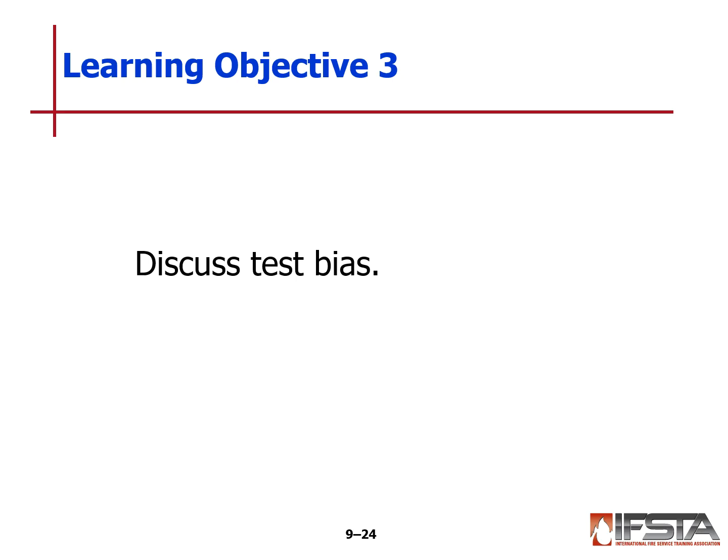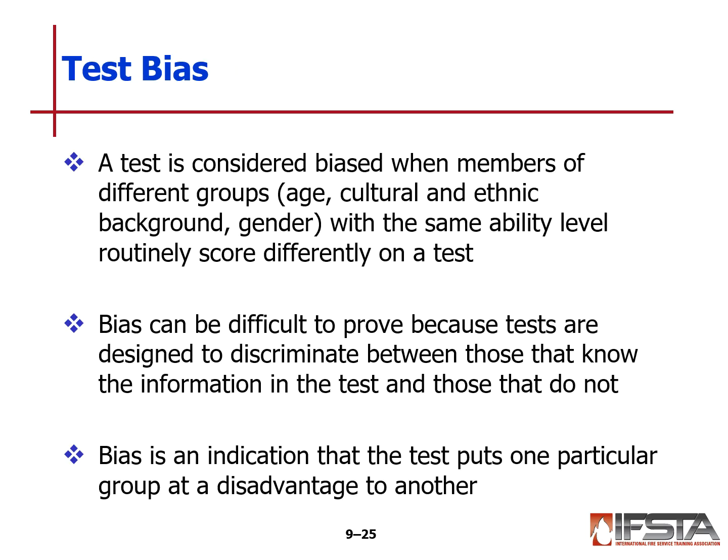Learning Objective 3, we're going to discuss test bias. Test bias is serious business. A test is considered biased when members of different groups, such as age, culture, ethnic background, or gender, with the same ability level, routinely are scored differently on tests.